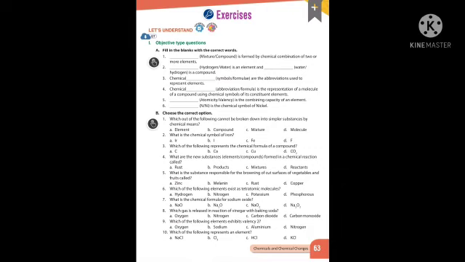Which out of the following cannot be broken down into simpler substances by chemical means? What's the answer? Element. Options given as element, compound, mixture, molecule. Answer is element. What is the chemical symbol of iron? Ir, I, Fe, F. Iron means ferrum, Fe. Which of the following represents the chemical formula of a compound?